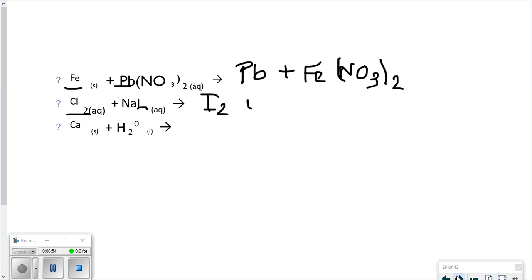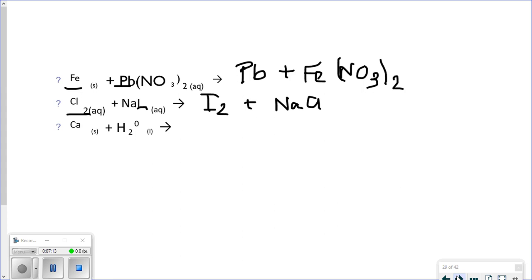And then sodium is going to pair up with the chlorine. And that's a +1 and a -1 when we crisscross charges. So those are our formulas, but we would need to go and balance the overall reaction from here.